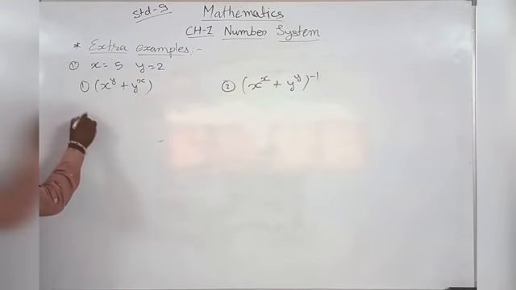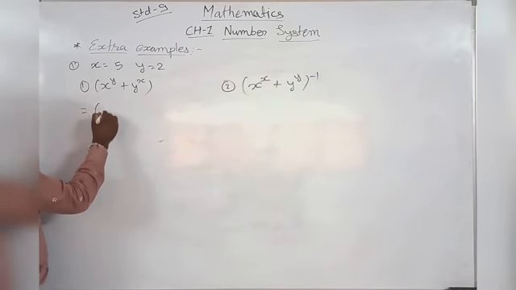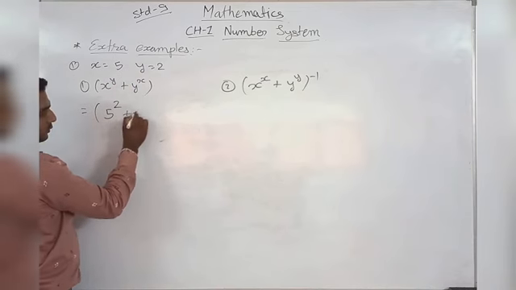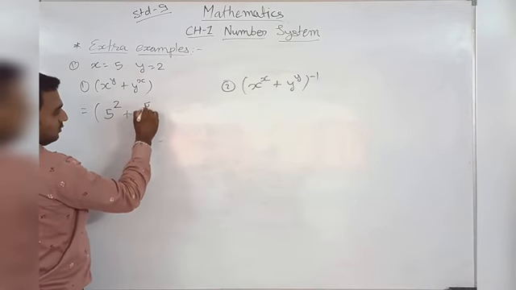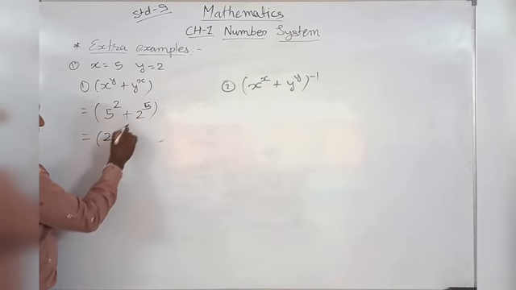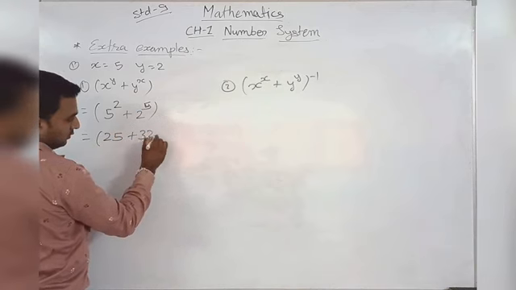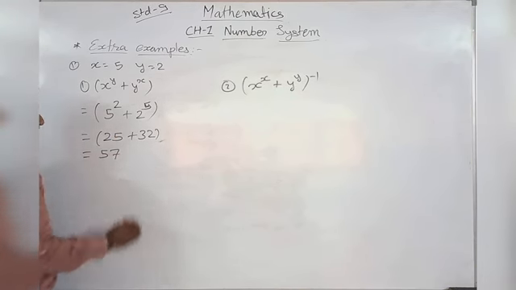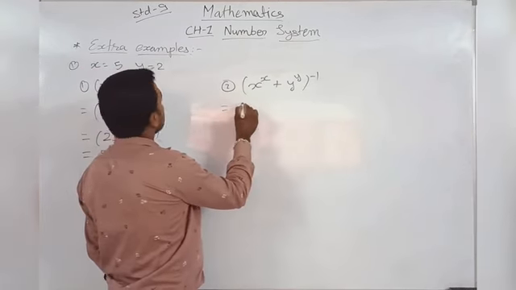Okay, so first one, what is the value? x is 5 raised to 2, plus y is 2 raised to 5. It is 25, this is 32, so the answer is 57.